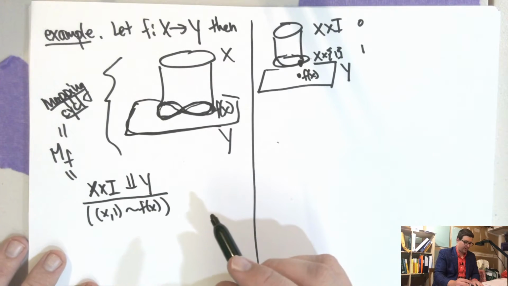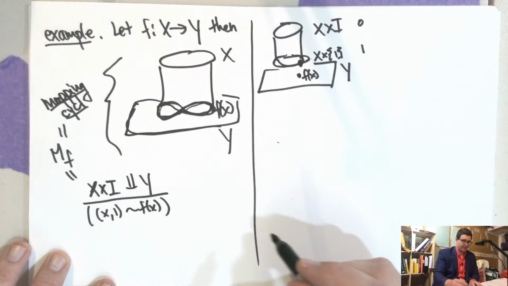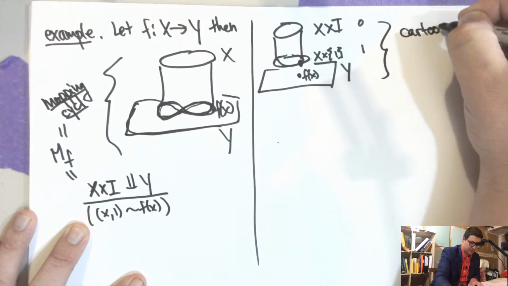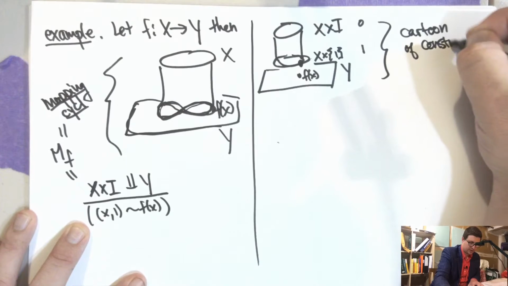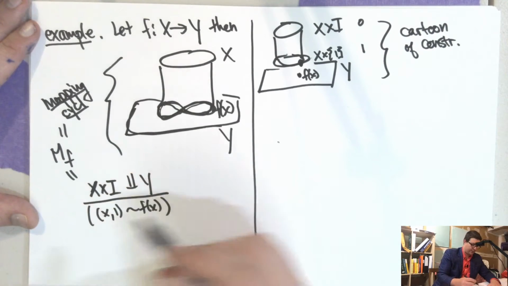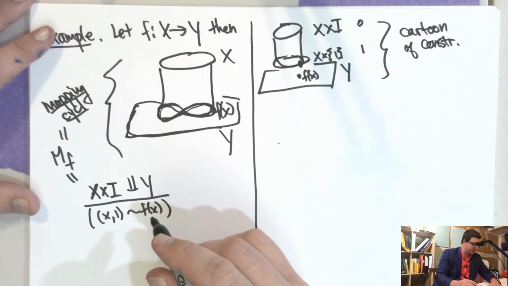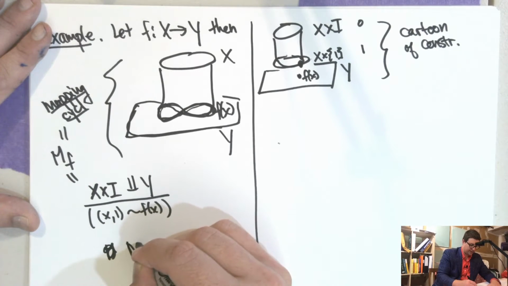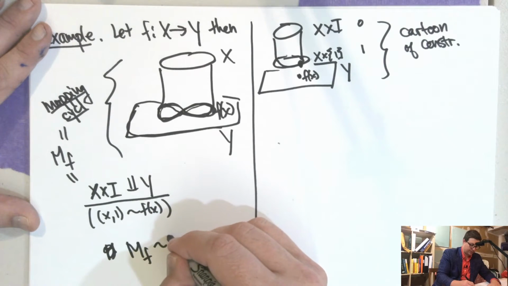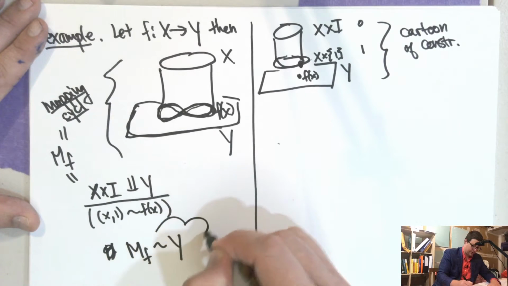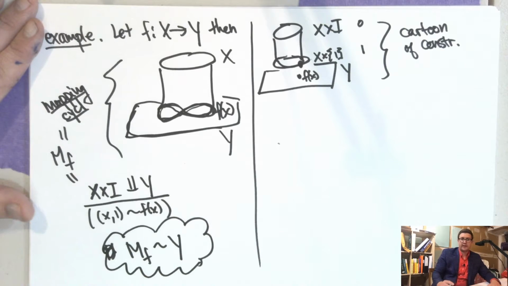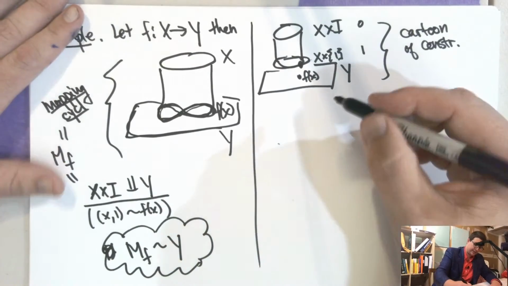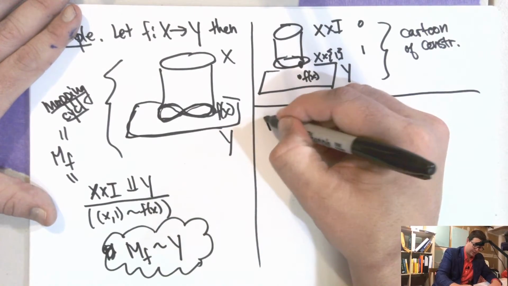What I want to say about this is the important property. This is kind of a cartoon of the construction. The important part is that the mapping cylinder is homotopy equivalent to Y. This is what I want to show you. This is one of the properties. So how do we do this? What we're going to do is a deformation retract.